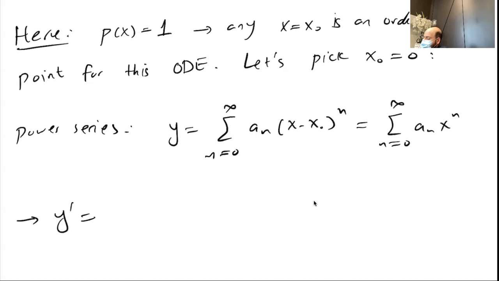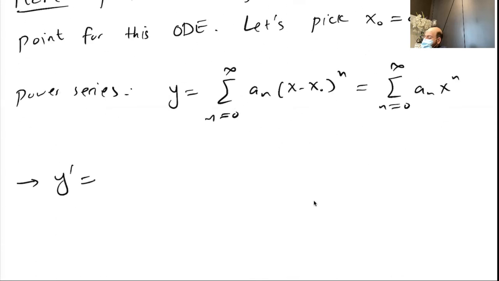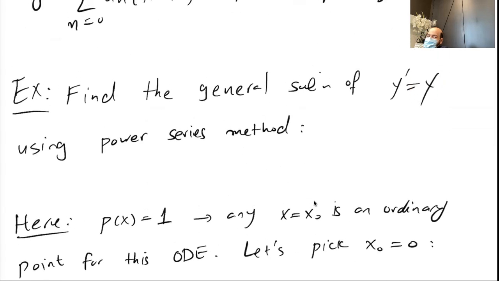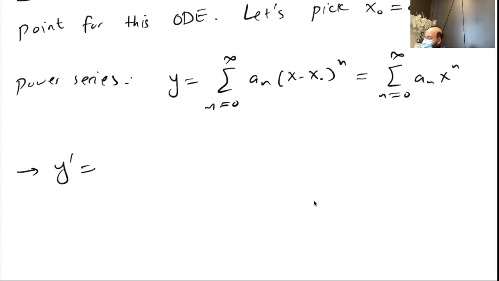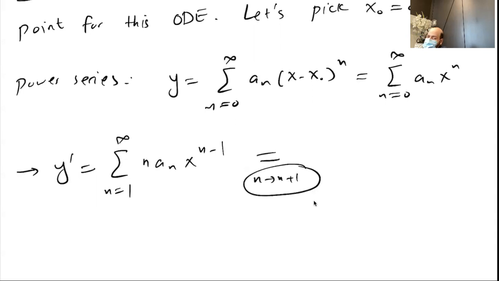So what will be y prime? Because once I write y in this form, then I need to substitute back into my ODE. Now my ODE is y prime equals y. So this is y, and so what will be y prime? Y prime will be the derivative of this function, which will be sigma n an x to the power n minus 1, from 1 to infinity. If I change n to n plus 1, we saw that the starting point shifts 1 unit to the left. So it's going to be sigma n from 0 to infinity, n plus 1, a n plus 1, x to the power n.